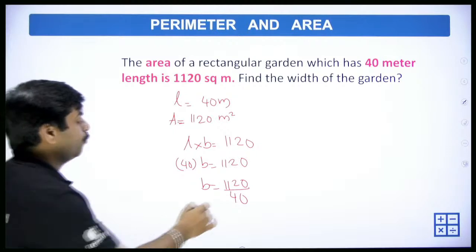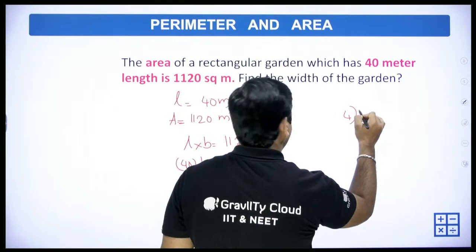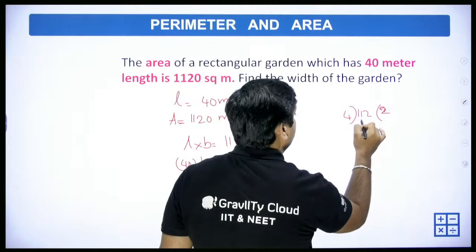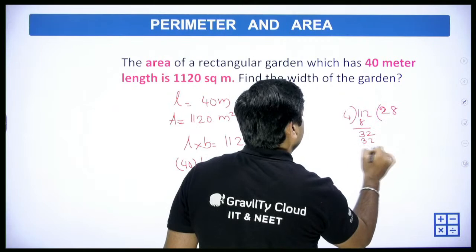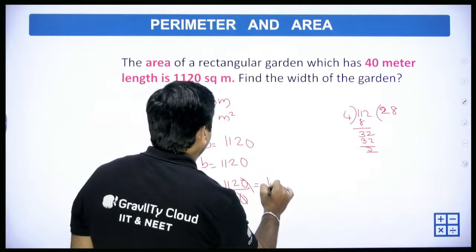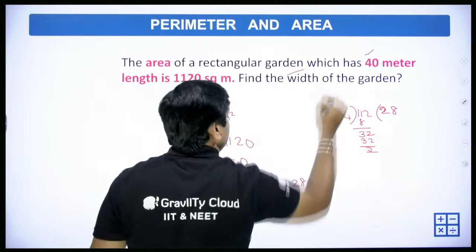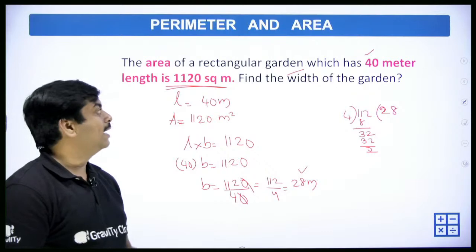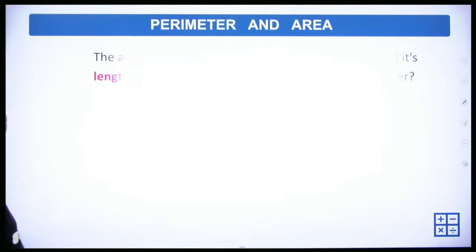So now we need to divide. 4 and 4 get cancelled. So 4 and 112. 4 threes are 12, 4 twos are 8, we'll get 2 and 8. So breadth is 112 by 4, which is 28 meters. So length being 40 meters, breadth being 28 meters, we will get the total area as 1120 square meters. Okay, so let's move forward to the next question.